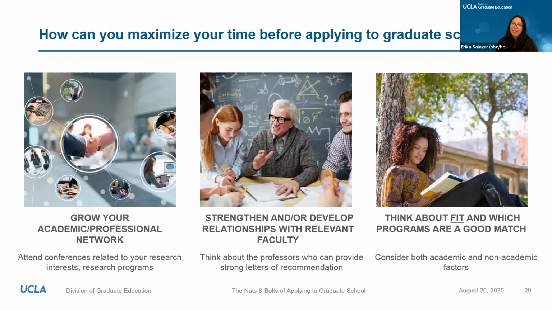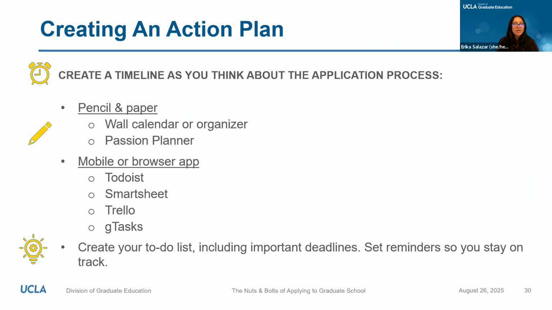So we've talked about exploring your graduate school options as well as applying to that graduate program. Now I want to help you create an action plan. So you want to create a timeline as you think about the application process, and there's many ways that you can approach this. You can approach this by using pencil and paper, a wall calendar or organizer or passion planner, or if you are a little bit more tech savvy and would like to get notifications, using a mobile or browser app such as Todoist, Smartsheet, Trello, Gtasks to help you create a timeline. So you're going to create a to-do list, you want to include important deadlines, and you want to set reminders so that you stay on track of your applications.